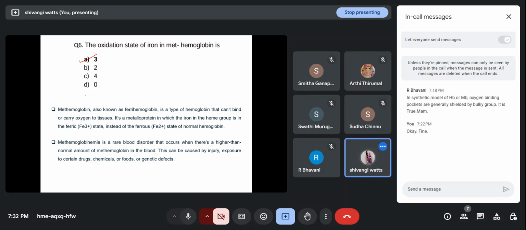So basically, when the iron is present in plus 2 oxidation state in the hemoglobin, then we will call it normal hemoglobin. But when it is present in the plus 3 oxidation state, we will call it methemoglobin. That is ferri hemoglobin. Understood? Clear?